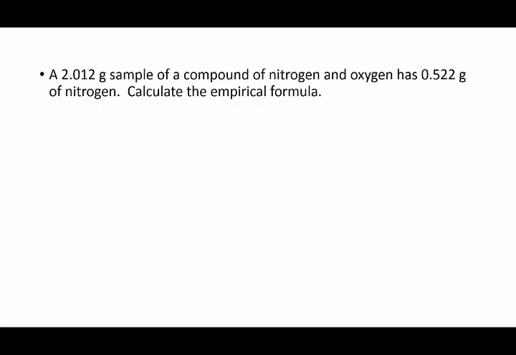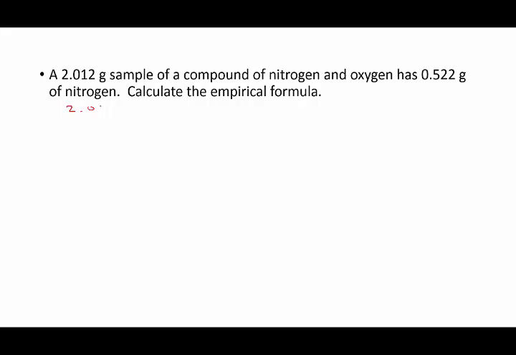Let's try an example. A 2.012 gram sample of a compound of nitrogen and oxygen has 0.522 grams of nitrogen. I would like to calculate the empirical formula of this nitrogen and oxygen containing compound. Since they've given us the total mass of the compound sample, and they've only given us the mass of the nitrogen, I have to take by difference to solve for the oxygen. So the first thing I want to do is subtract the 0.522 from the 2.012 grams.